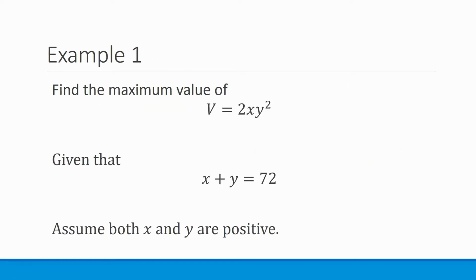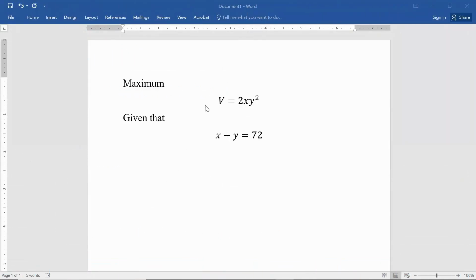Let's do an example. This example asks us to find the maximum value of V equals 2x times y to the second power, given that x plus y is equal to 72. We are going to assume that both the x and y values are positive. We're trying to find the maximum V possible.